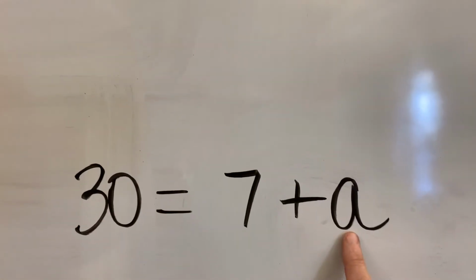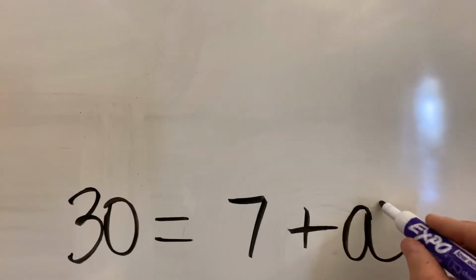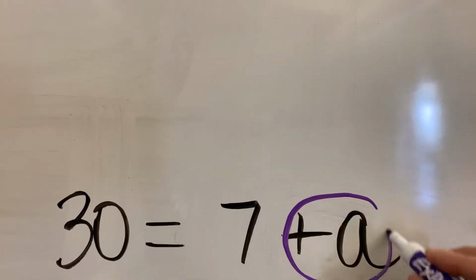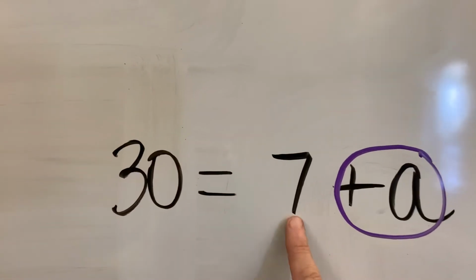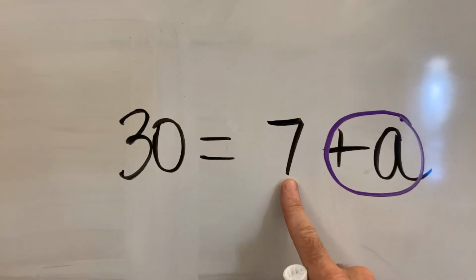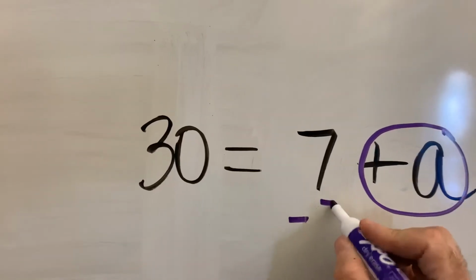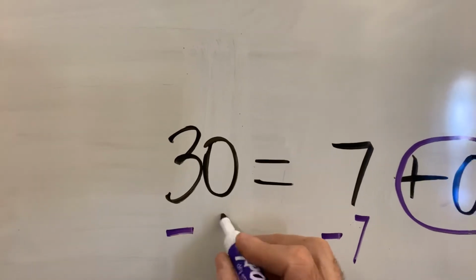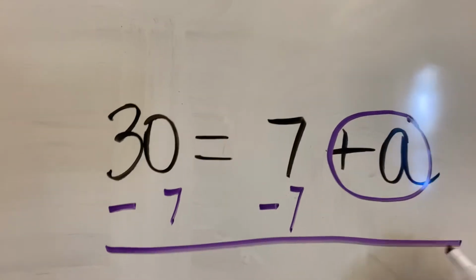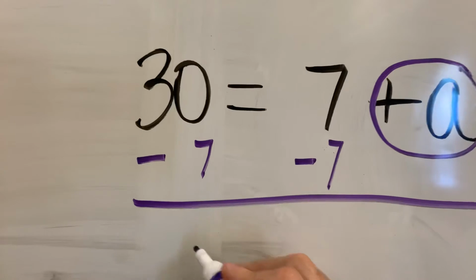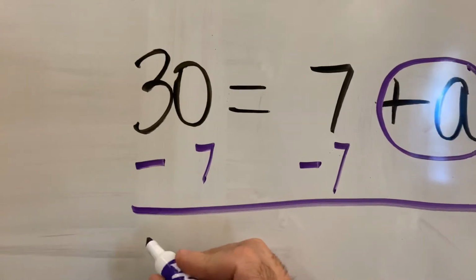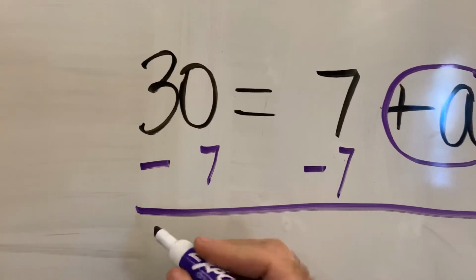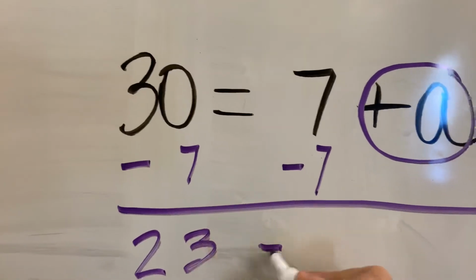In the right expression, we have our variable. We want to protect it. So we have a 7 here. How can I make that a 0 or get rid of it? I'm going to subtract 7. What I did to the right expression, I have to do to the left expression. It's a lot like a teeter-totter. In order to keep it balanced, what you do to one side, you have to do to the other.